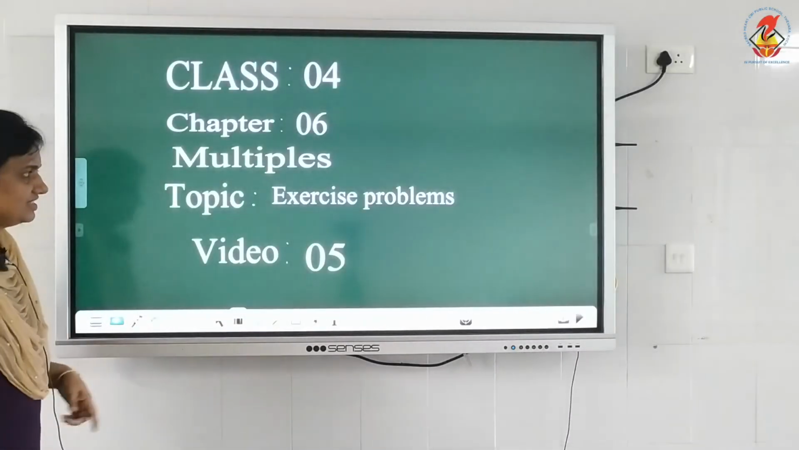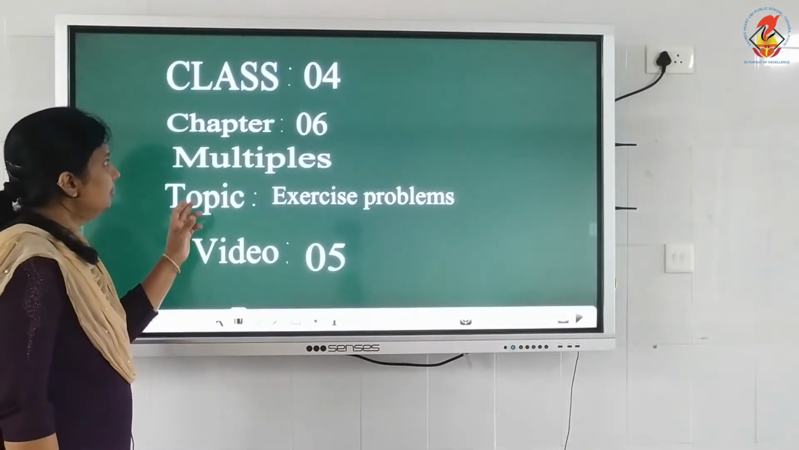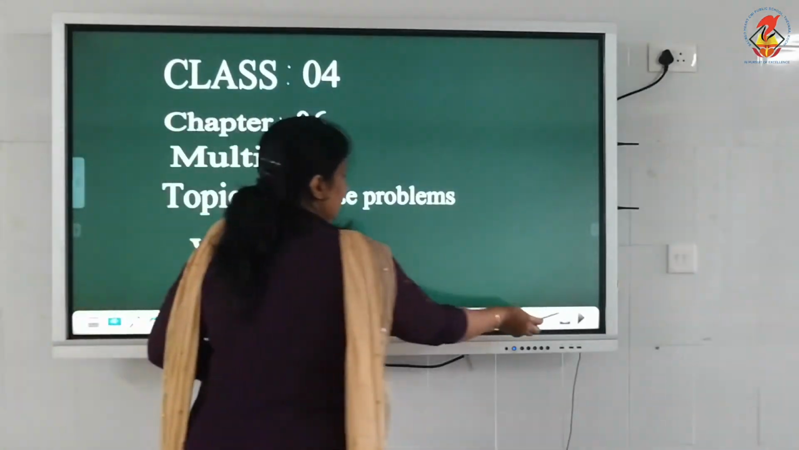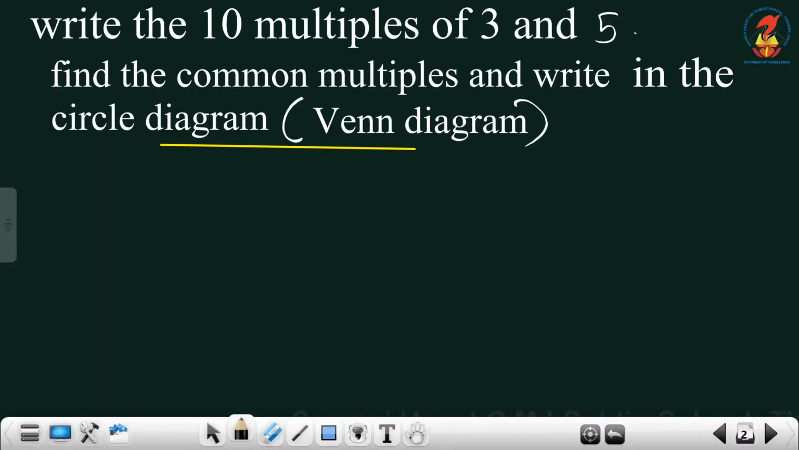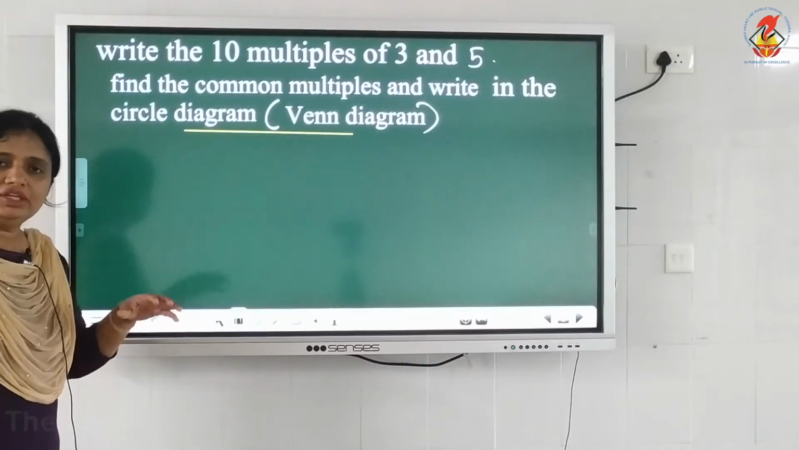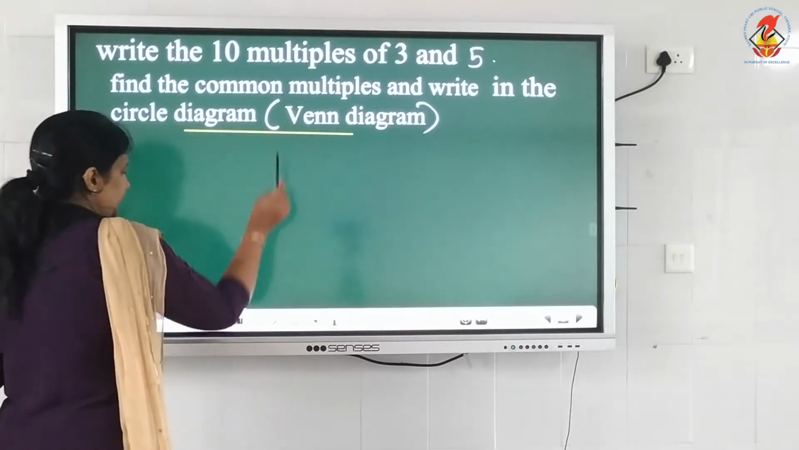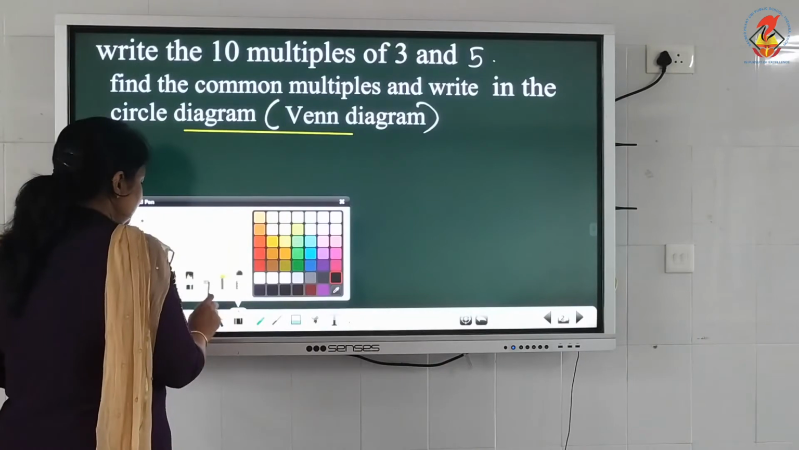Dear children, let us continue with the same chapter, but I will give you some more exercise problems, right? The first one is, write the 10 multiples of 3 and 5. Find the common multiples and write the common multiples in the circle diagram. That circle diagram is known as a Venn diagram, right? That you can study in the higher class. And I will show you how to do this.